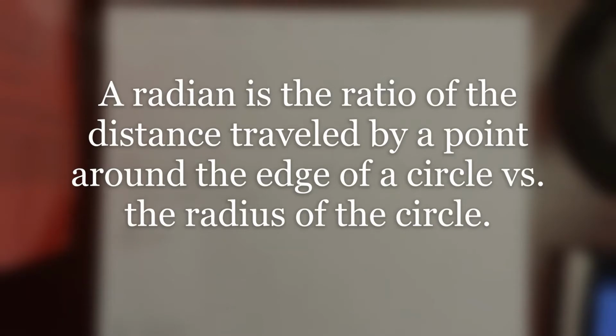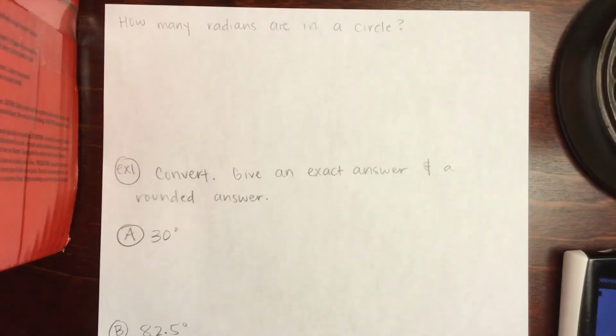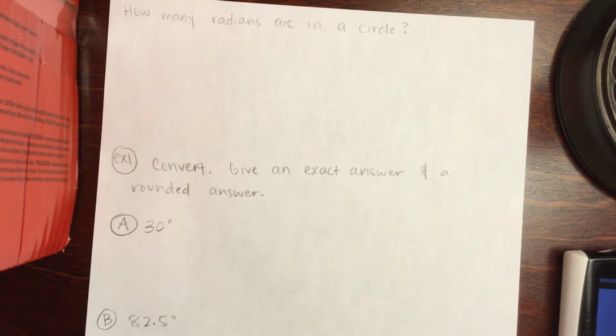You're thinking, how far does the tip of the minute hand travel in 15 minutes versus how long is the minute hand? Using that definition, we can figure out how many radians are in a circle, no matter what the circle is. So radians are, we're going around the edge of the circle versus the radius of the circle. So how many radians are in a full circle?